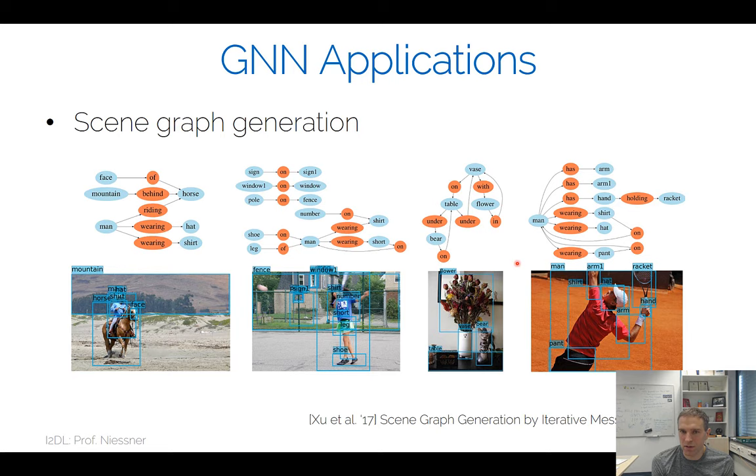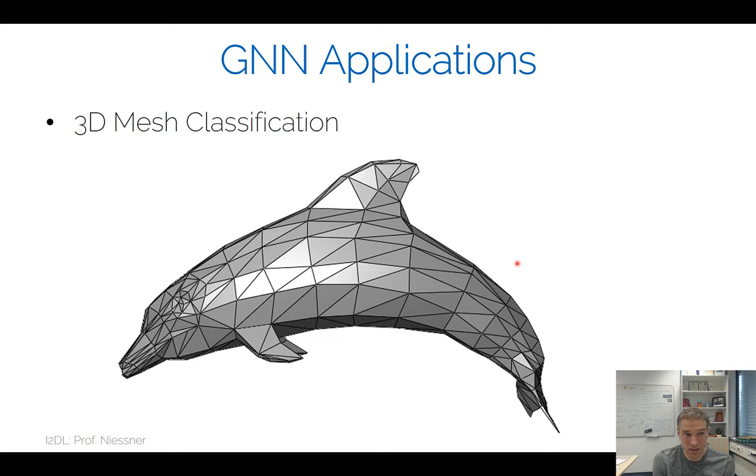You can also do things like mesh classification. That's something that we have been doing a lot in our group, right? We do a lot of stuff on 3D data in my lab. For instance, a 3D graphics model is nothing else but a set of vertices and edges and faces. So that one you can formulate as a graph. And based on this graph, you can then decide, oh, this is, for instance, a dolphin or a fish.